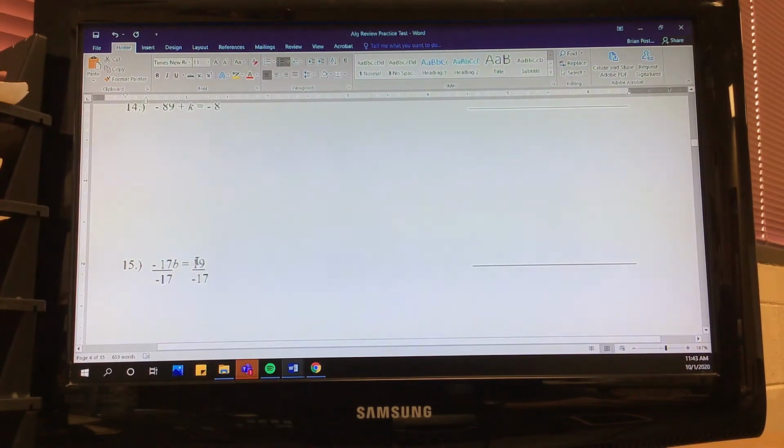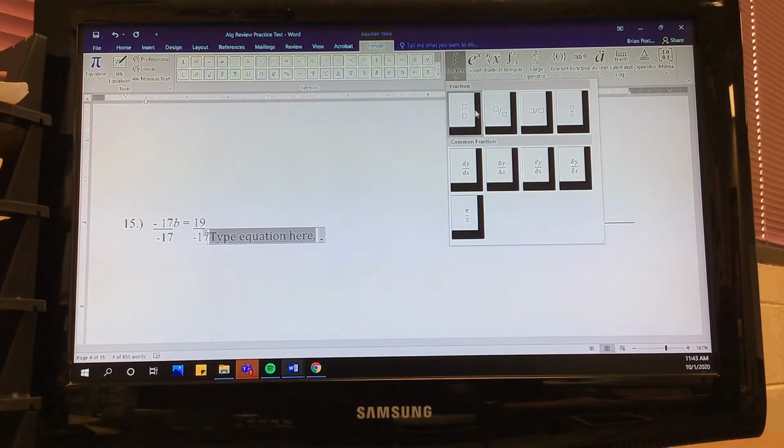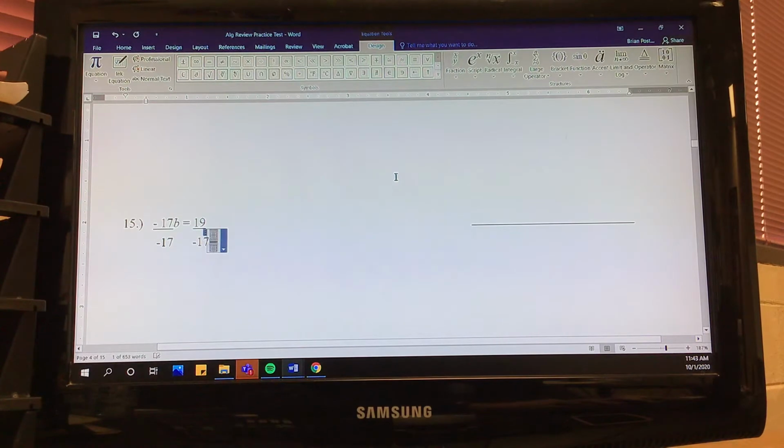Guys, this is your answer. Okay, it is that fraction. However, that fraction needs to be, sorry guys, I'm trying to X.